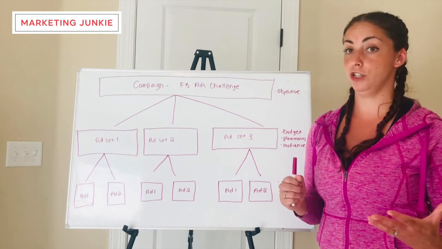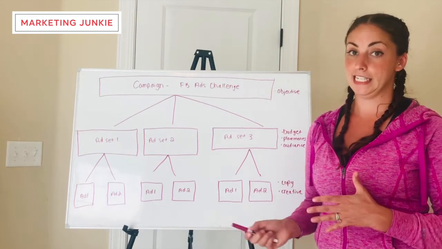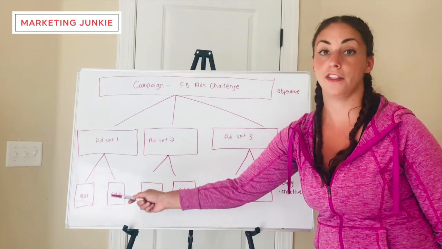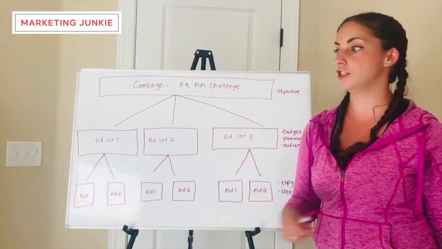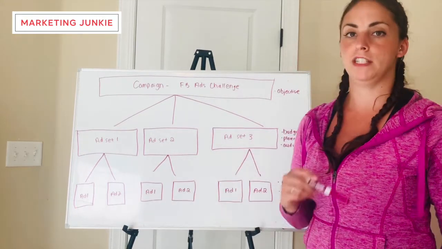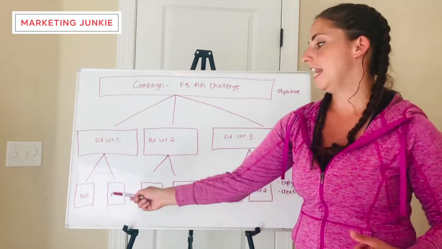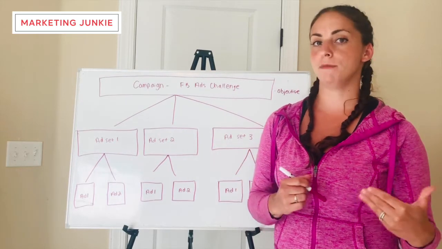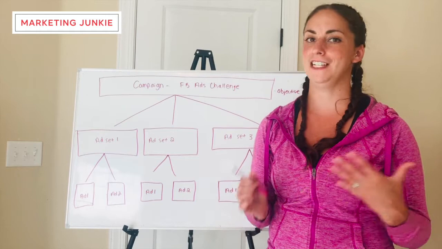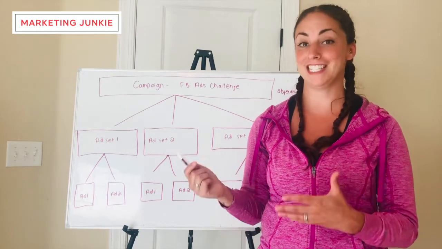Now, if I wanted to split test copy and images, I would just have to create another ad, but I wouldn't change two things in the same ad. So like, for example, if ad 1 was a video that had short copy and ad 2 was an image that had long form copy, if one of them is outperforming the other one, you can't tell if it's because of the copy or if it's because of the creative.